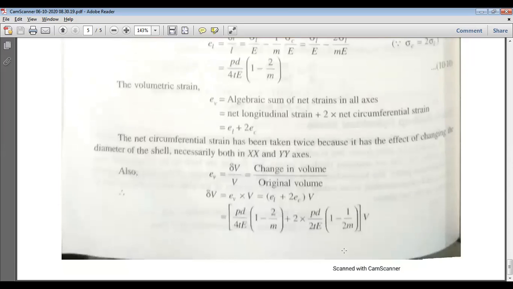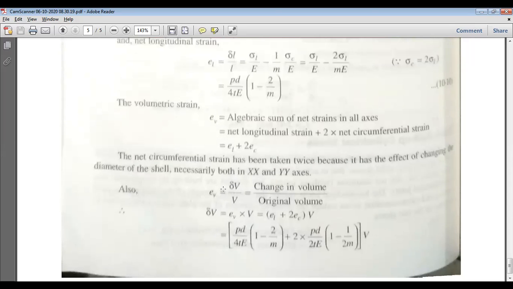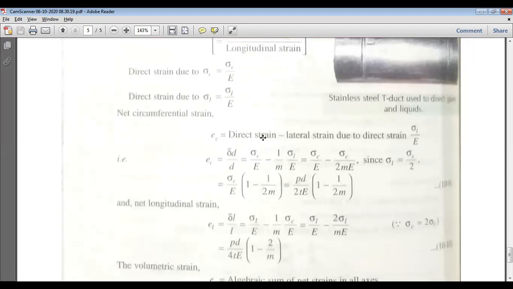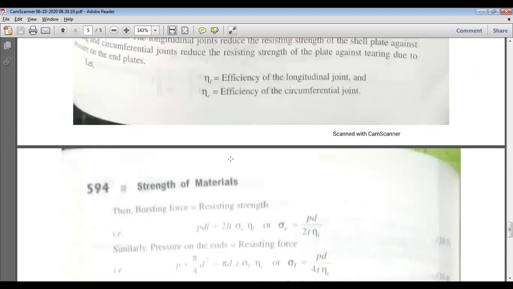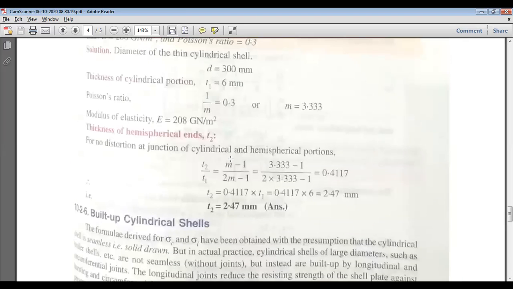So this is about the change delta V, or volumetric strain EV. Now we can calculate the net circumferential strain, and this way we have learned different aspects of cylindrical shells. First these were single piece, and then built up stresses. So this way we can calculate.